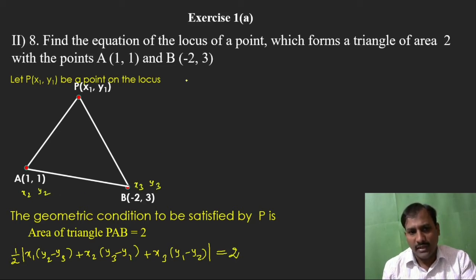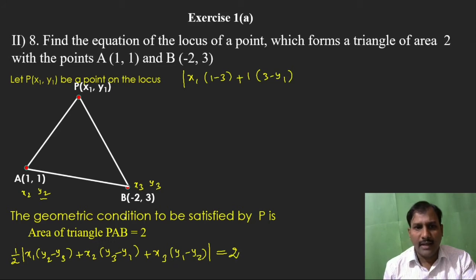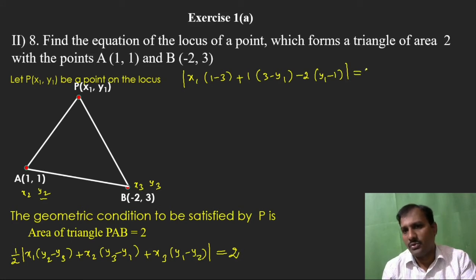So that is x1 into (y2 - y3), that is (1 - 3), plus x2 is 1, that is 1 into (y3 - y1), that is (3 - y1), plus x3 is -2 into (y1 - y2), that is (y1 - 1), is equal to, sending this 2 to the other side, it will become 2 into 2, that is 4 square units. Now let us simplify.